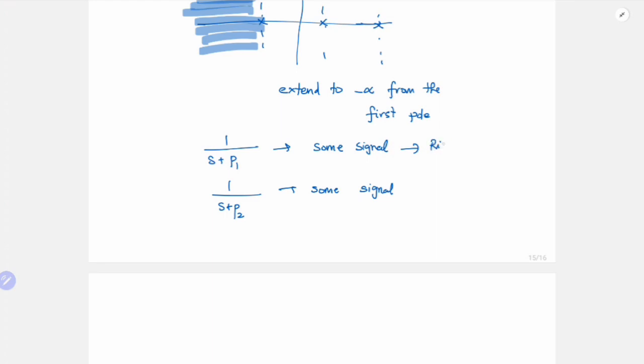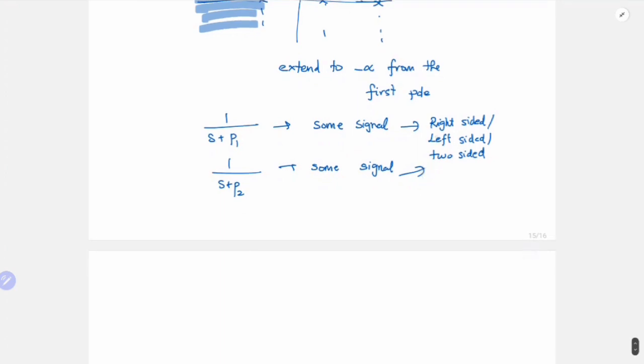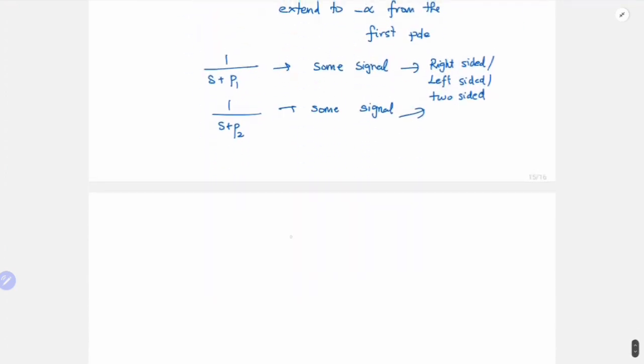And it can either be right-sided or left-sided or two-sided. Similarly for this also. So what happens if it is right-sided?